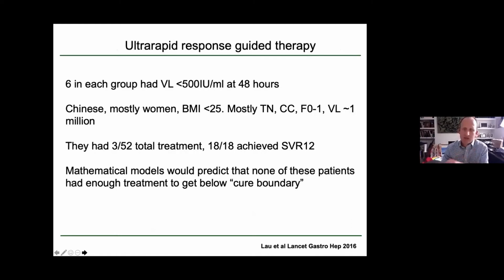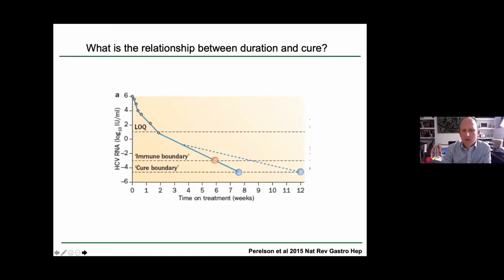And one of the interesting things coming out of this work and other studies like this, studies like SYNERGY and studies elsewhere, is that some of the models that we use to try and understand the relationship between decline in viral load and outcome of treatment don't seem to be as robust as we think. We think there are a first phase and a second phase decline in viral load, which needs to get below a certain threshold for the immune system to allow clearance of the virus, and ideally even lower to allow complete eradication of the virus.